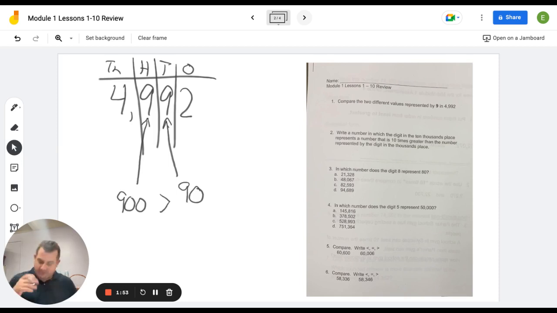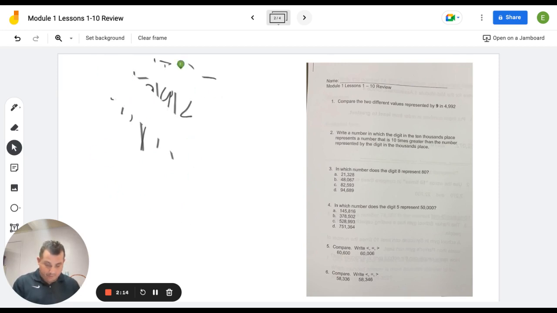We also know, though it's not asking you here, that it is 9 times as great, but I just want you to be able to compare the two values. Okay, so that is for the first one. Okay, now let's go to number 2.